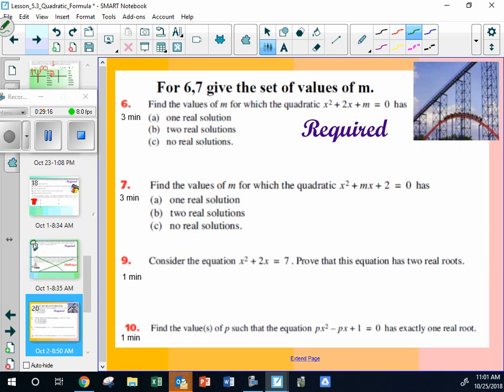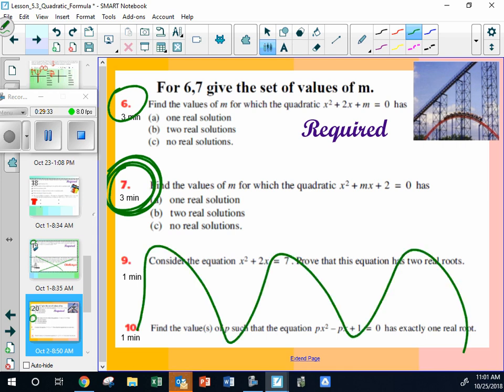6 and 7 give the values m. All right, this is really important. I saw an ACT question that was just like number 7. And then we're going to stop and say that this is the whole rest, and any problems after this you can skip. Okay, so just do 6 and 7 and then stop. I saw an ACT question that was just like number 7.